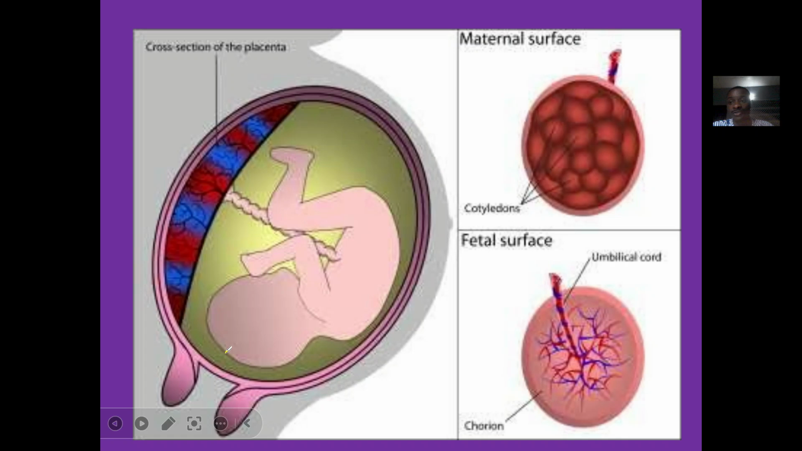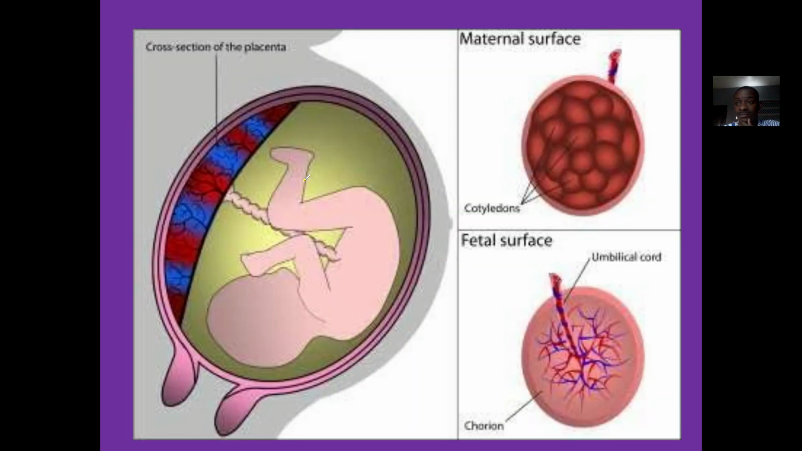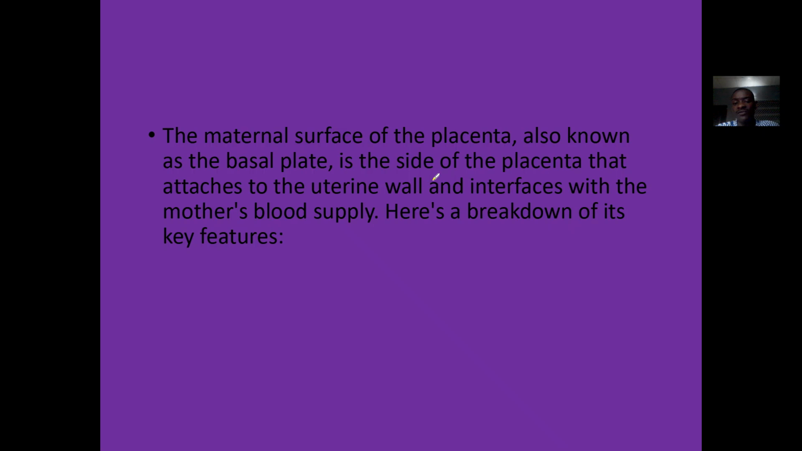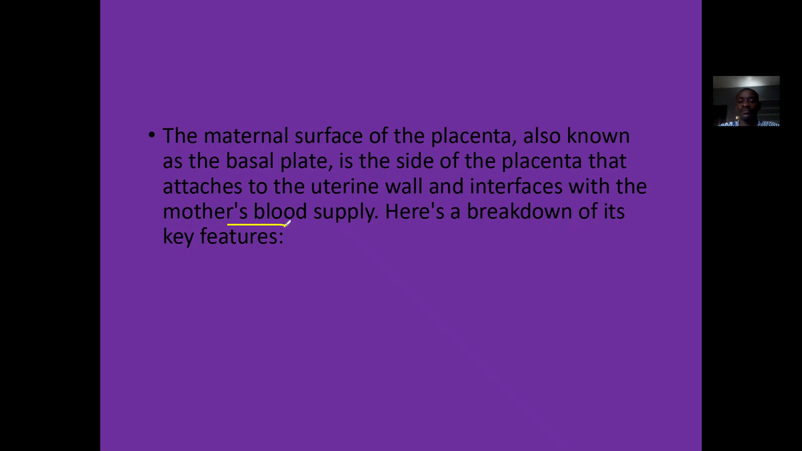So the placenta has two surfaces, the one that is at the baby side, then the one that is at the mother's side. Okay, so it's also known as the basal plate. It's the side of the placenta that attaches to the uterine wall and interfaces with the mother's blood supply. Okay, so it's at the side of the mother, interfacing with the mother's blood supply.